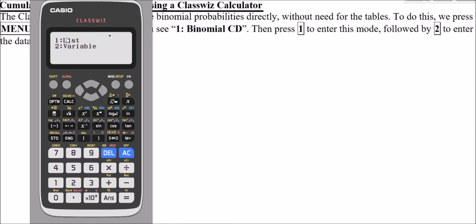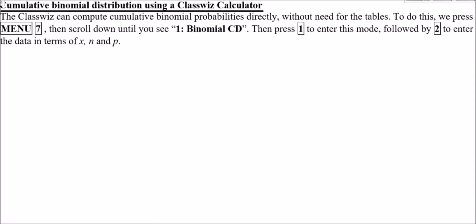You then have an option of list or variable. I'll mention list at the end of this video, in fact. But for now, we're going to press 2. Then we enter the parameters we need. So let's have a look how this works with an example.